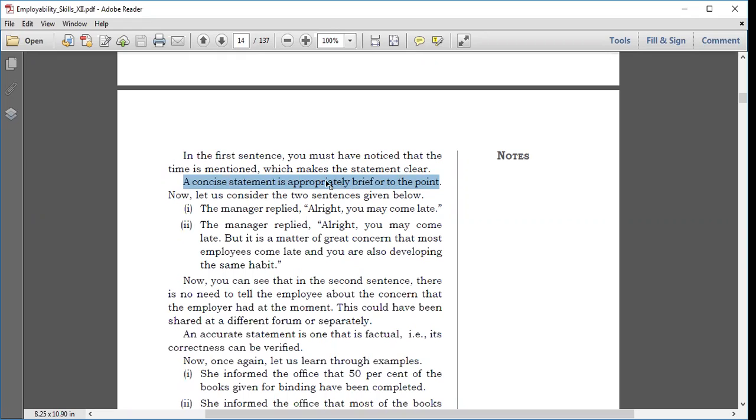Right? Again, we have two examples, two statements. The manager replied, "All right, you may come late." And the manager replies, "All right, you may come late, but it is a matter of great concern that the most employees come late and you are also developing the same habit." अब यहाँ इसमें से बेटर वाला कौन सा है? ये फर्स्ट वाला, क्योंकि ये कंसाइज है, टू द पॉइंट है, ठीक है?